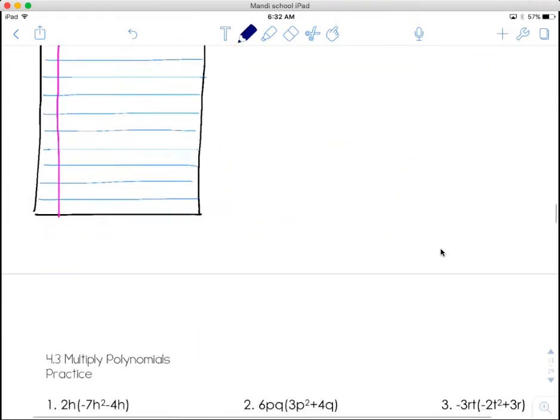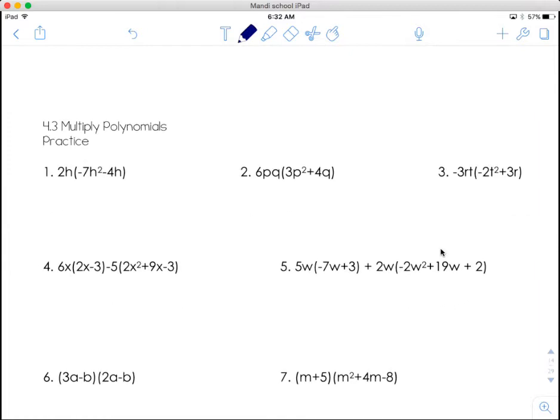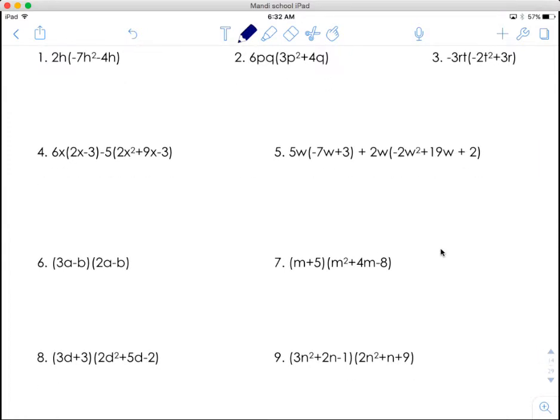If you have questions, make sure you write them down. Go ahead and start on your practice problems. Remember, you're going to do the odds, and then you'll do all of them on the review problems.